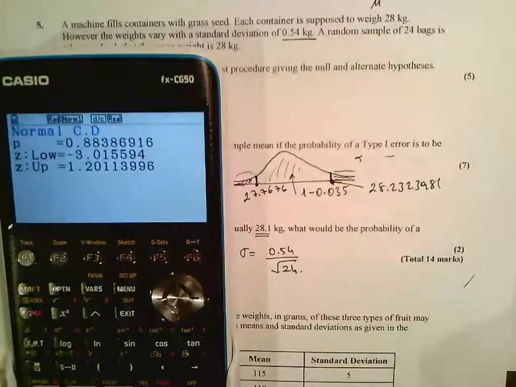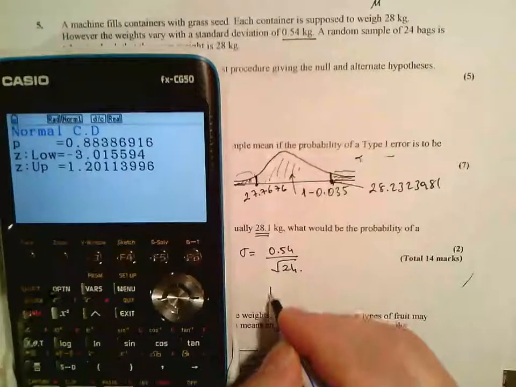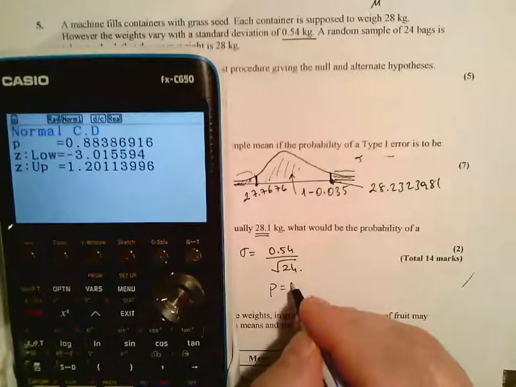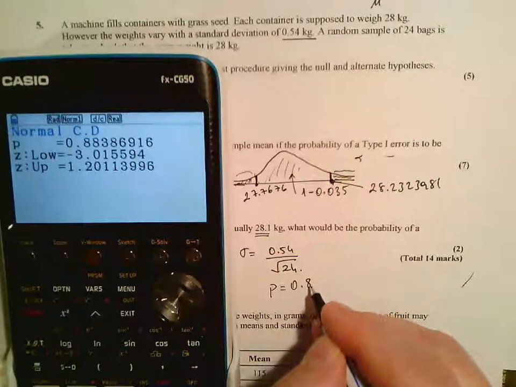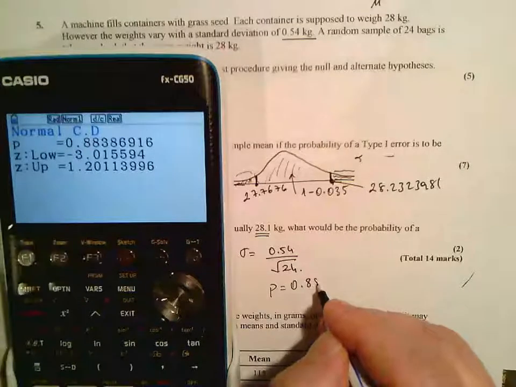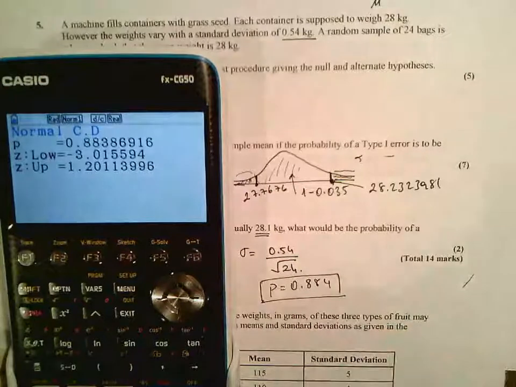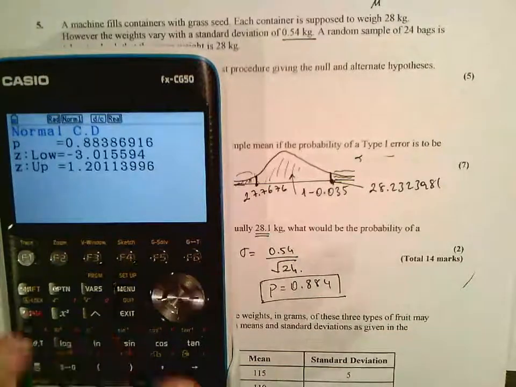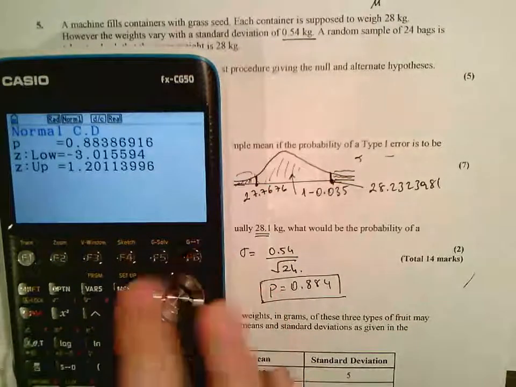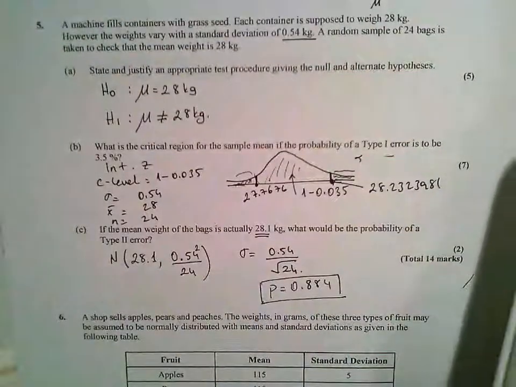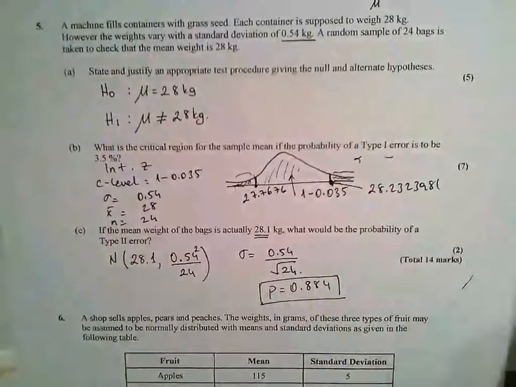So the type 2 error probability is equal to 0.884. Okay, this is the type 2 error probability. I hope everything is clear, right? So, okay, everything is clear. All right, question 5 is done.